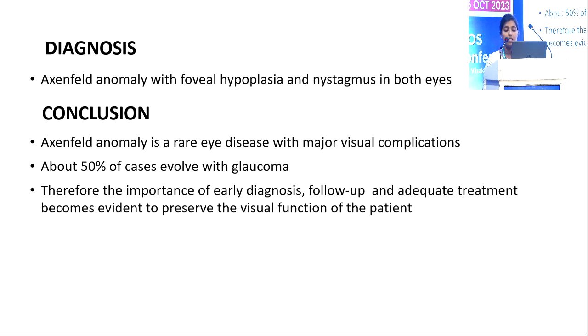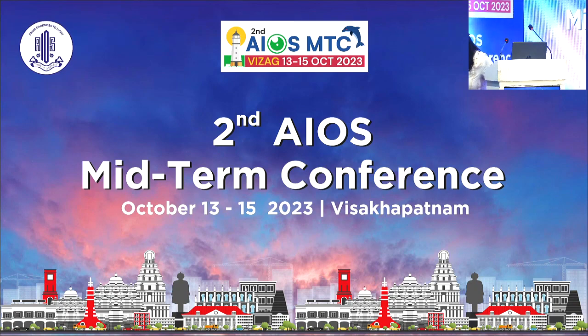Conclusion: Axenfeld anomaly is a rare eye disease with major visual complications. About 50% of cases evolve with glaucoma. Therefore, the importance of early diagnosis, follow-up, and adequate treatment becomes evident to preserve the visual function of the patient. Thank you.